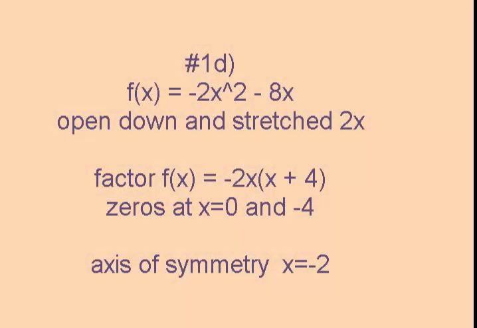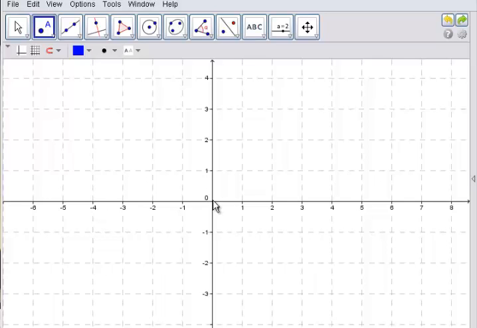Here's the last parabola to sketch. The only thing I can pick out right away is that it's going to open down because of this negative 2, and it's going to be stretched 2 times in the downward direction. To make it more convenient, I'm going to factor it, and when I factor it, I get negative 2 times x times (x plus 4). So the zeros are at x equals 0 and negative 4. So here I have graphed my 2 points on the x-axis at 0 and at negative 4.